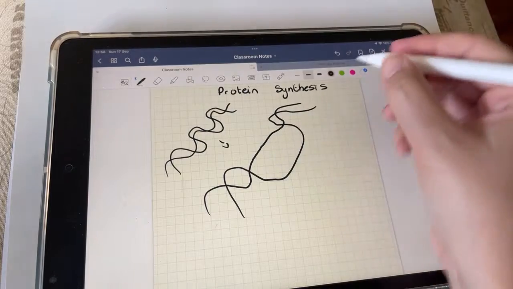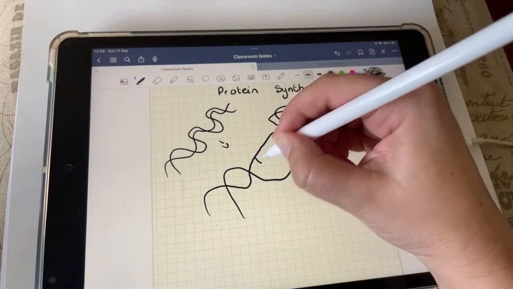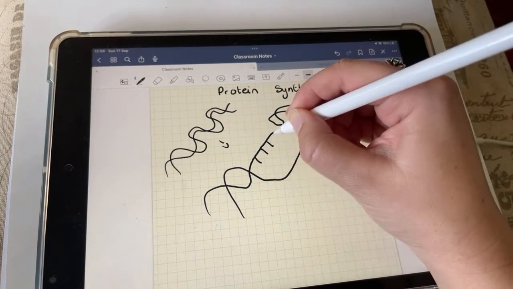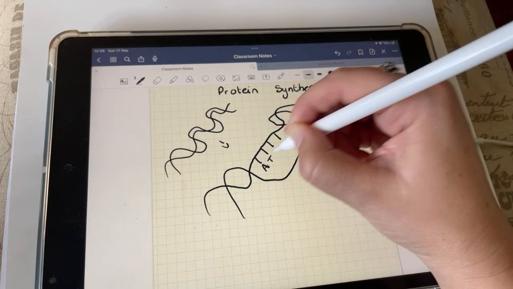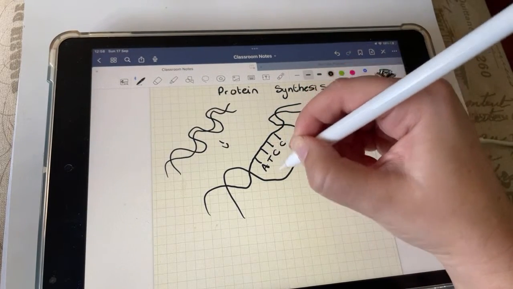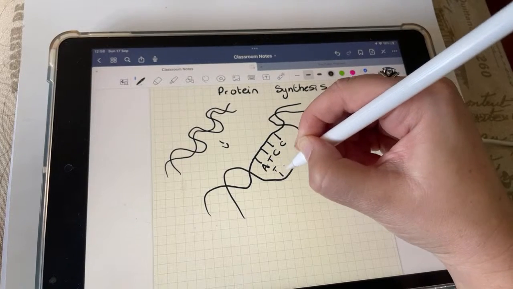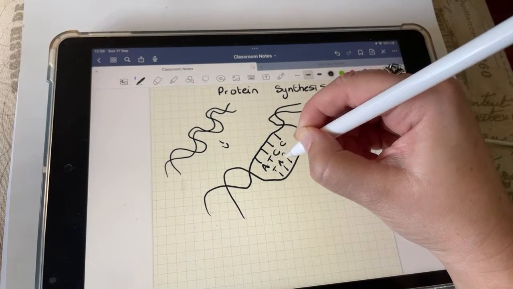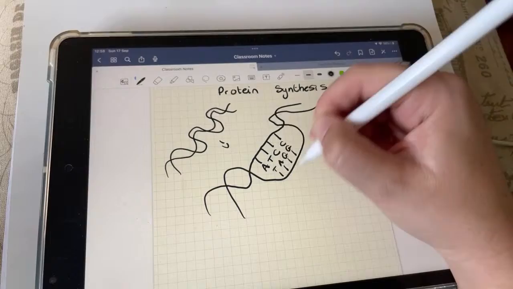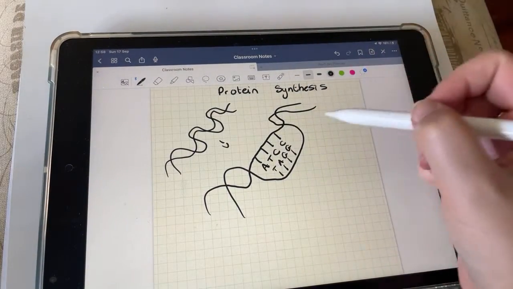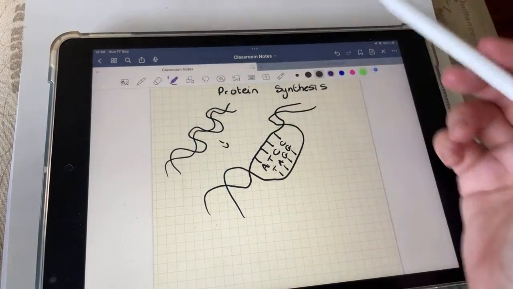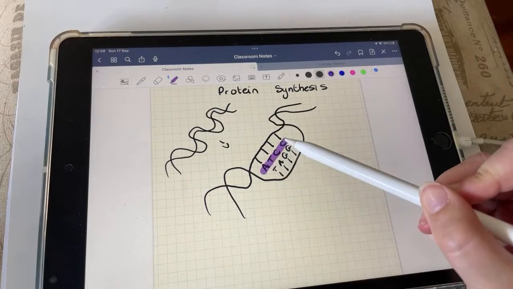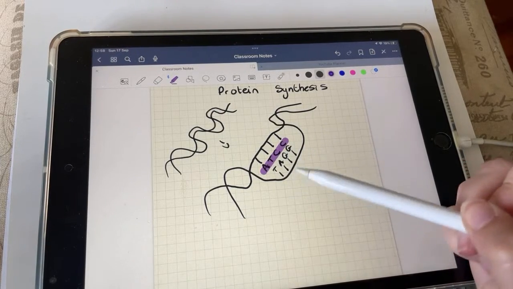We want to unwind this section. And we have a whole bunch of nucleotides over here, and they would have their corresponding lettering on the other side, like that, right? Now, when it comes to protein synthesis, we only actually copy one side. We are not going to copy both sides.